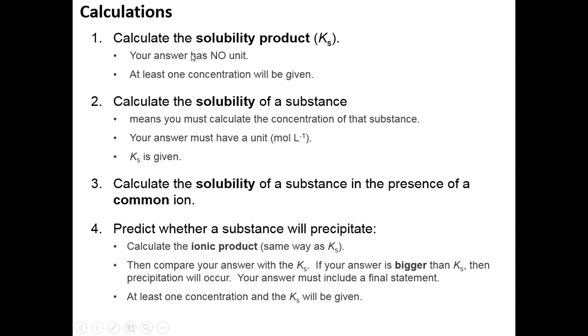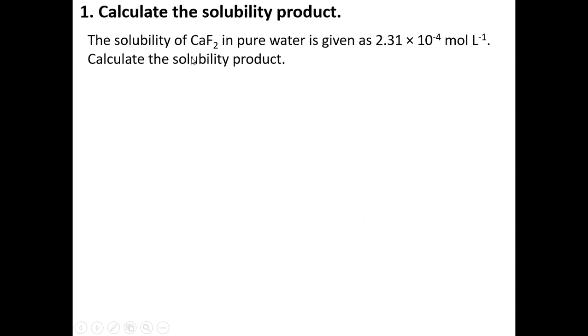We're just going to look at the first one in this video, but there will be more videos for the others. So, calculating the solubility product, or the Ks value. So if you're given a solubility, and that's always given a unit of moles per litre, you can calculate the solubility product. And notice the sentence where it says in pure water. So the only source of the calcium and fluoride ions is from the calcium fluoride solid that you add to the water to dissolve it.